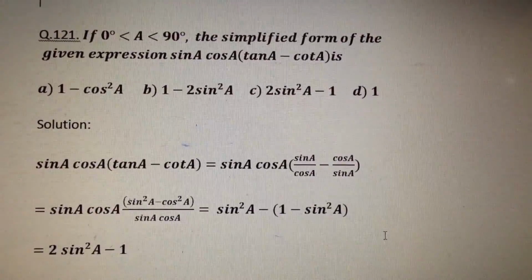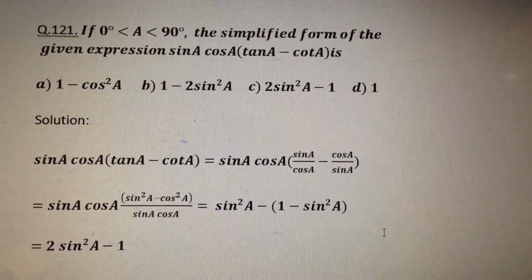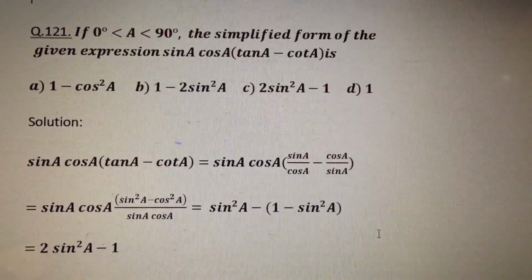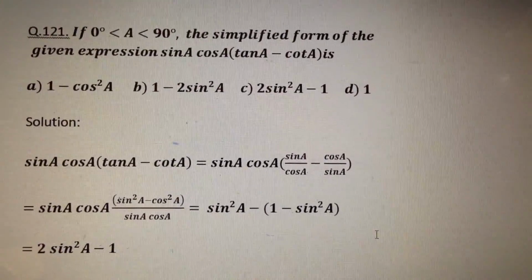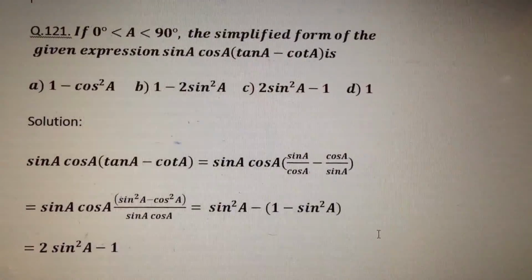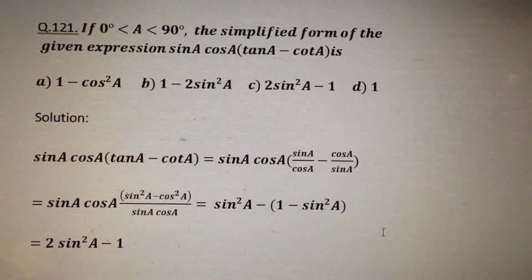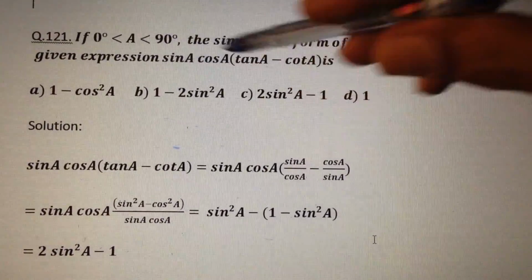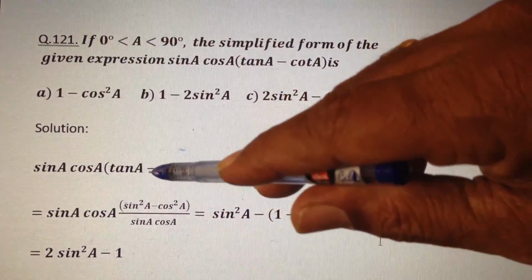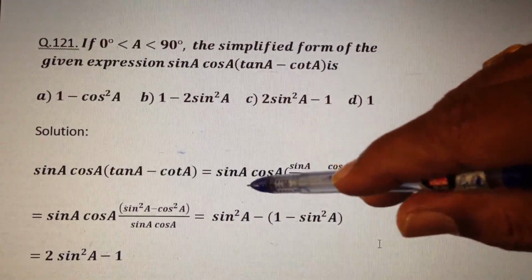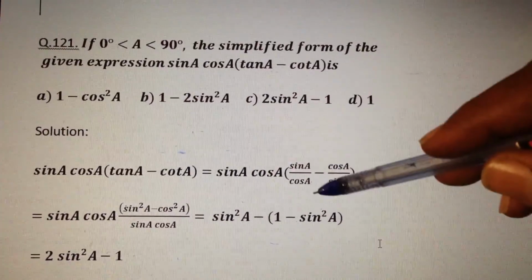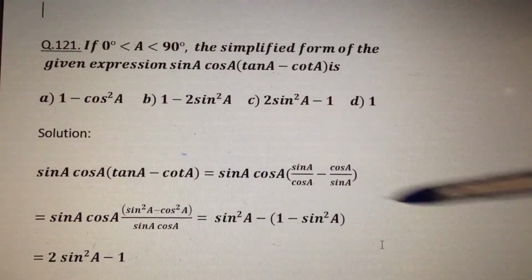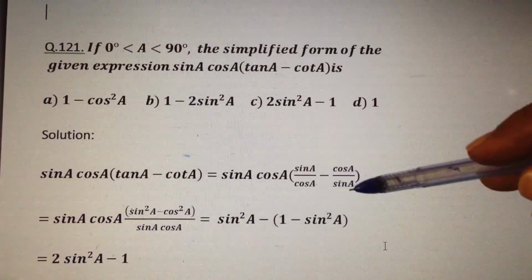Question number 121. The simplified form of the given expression sin A into cos A into tan A minus cot A is equal to, because options are given. We know that tan A is equal to sin A by cos A and cot A is equal to cos A by sin A. Therefore, this expression can be written as sin A cos A into sin A by cos A minus cos A by sin A. Sin A cos A is the LCM here.